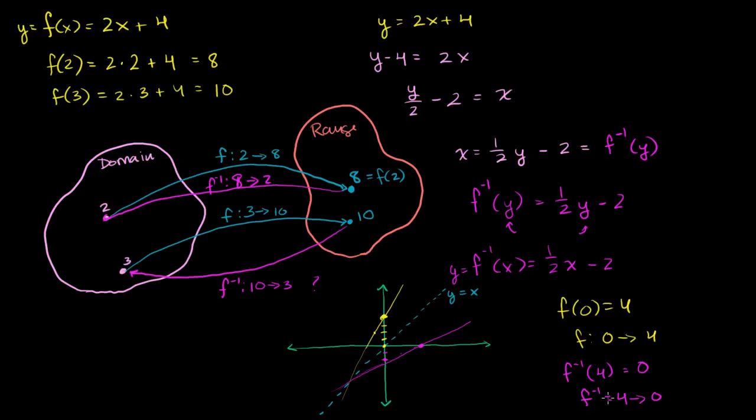So this example that I just showed you right here, the function takes you from 0 to 4. F of 0 is 4. You see that right there. So it goes from 0 to 4. And then the inverse takes us back from 4 to 0. So f inverse takes us back from 4 to 0. You saw that right there. When you evaluate 4 here, 1/2 times 4 minus 2 is 0.